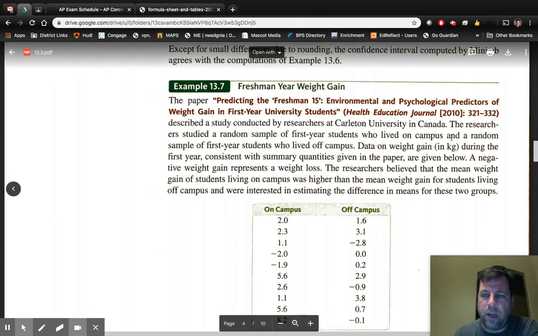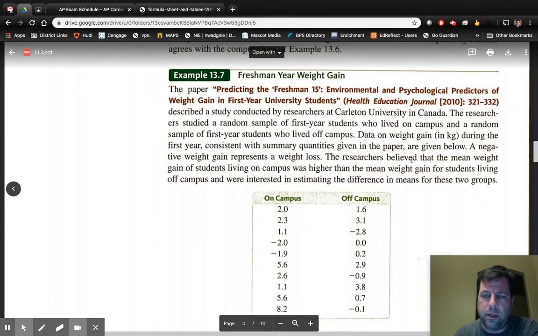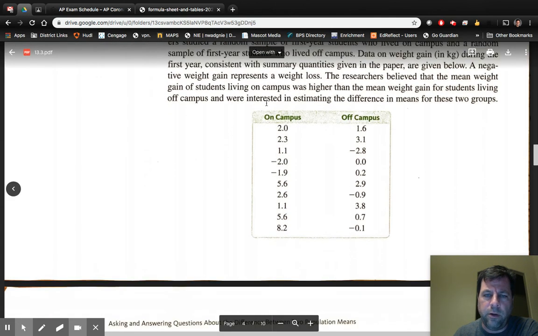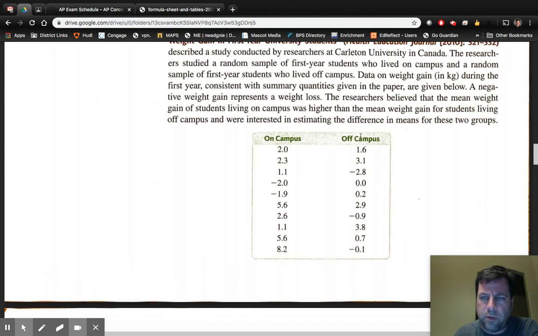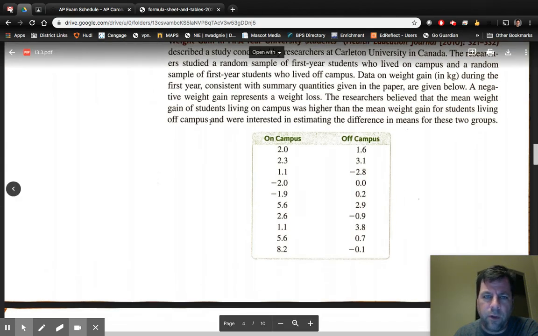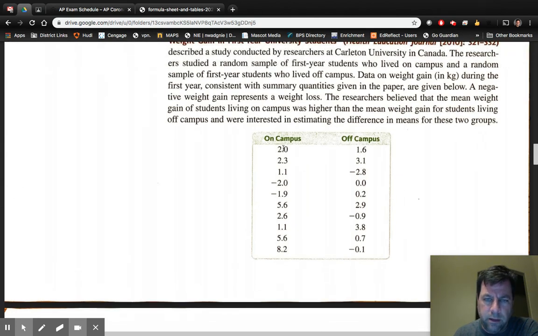Researchers study a random sample of simple data on weight gain. Here they are on campus, and here they are off campus. This is the mean weight gain of those. On campus, these are the freshmen. If they lived on campus, this person gained 2. I don't think it's anywhere close to 15. Two of these cats lost.